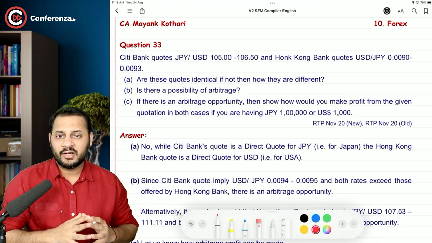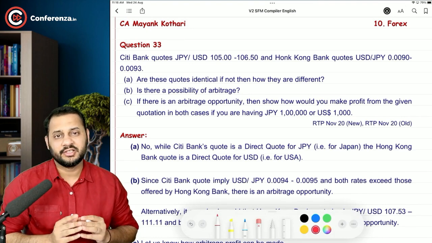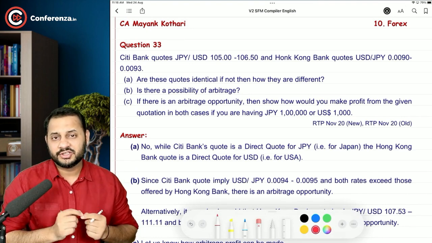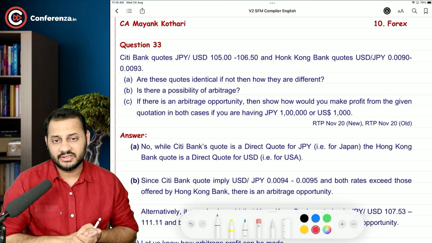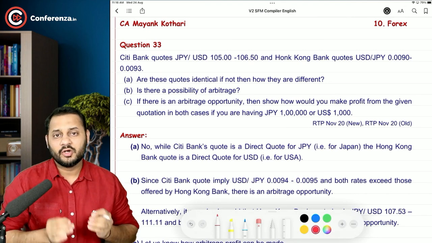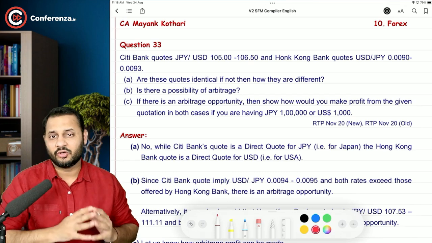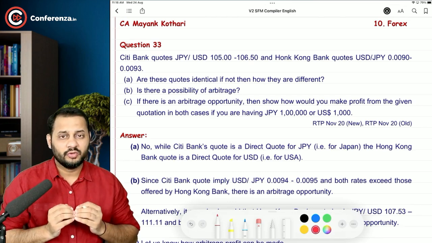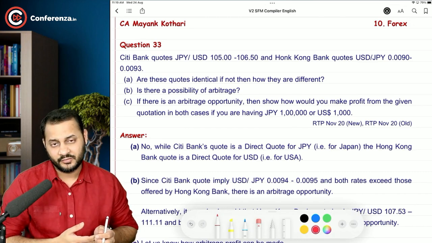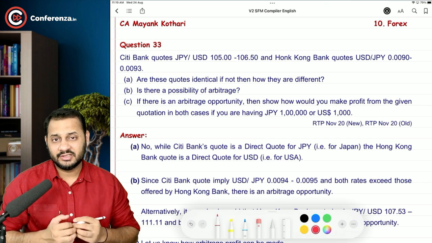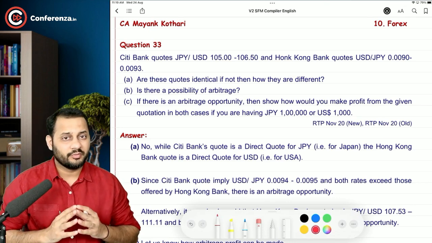Citibank quotes JPY/USD 105, 106.5. There is one major mistake in the question. The way the quotation has been given for the exchange rate between USD and Japanese yen is wrong in this question. Because I have some practical knowledge, I know one thing, that Japanese yen is a weaker currency than the dollar. So you should also have some practical knowledge of which currency is stronger than the other. Japanese yen is weaker than the Indian currency as well at present. So that is very important for you.